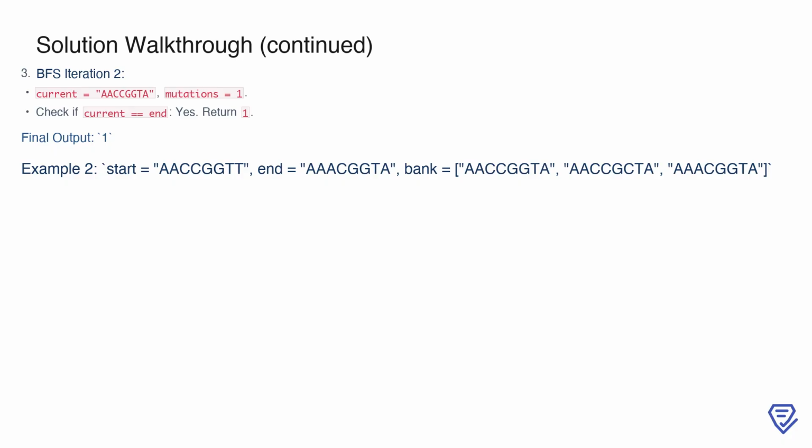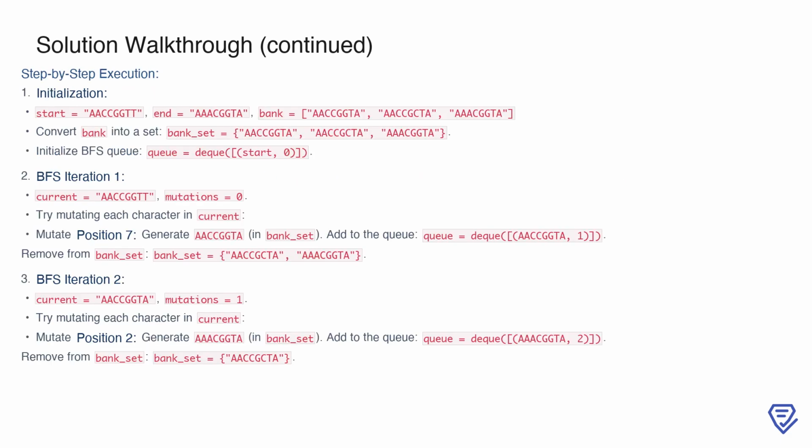Moving on to example 2, we now have a slightly more complex scenario where the start sequence is AACCGGTT, the target sequence is AACGGTA, and the bank consists of 3 sequences, AACCGGTA, AACCGCTA, AACGGTA. For this example, we begin by initializing the BFS process. The bank is converted into a set, resulting in bank_set equals AACCGGTA, AACCGCTA, AACGGTA, and the queue starts with deq AACCGGTT 0.